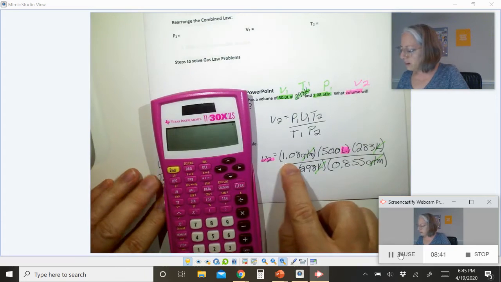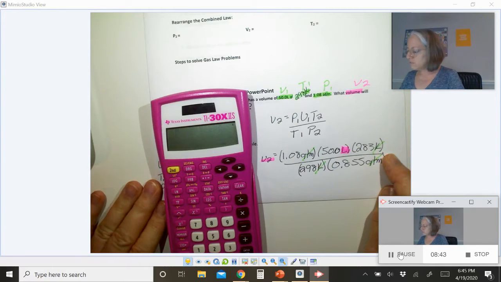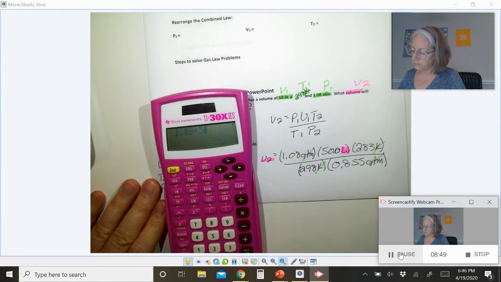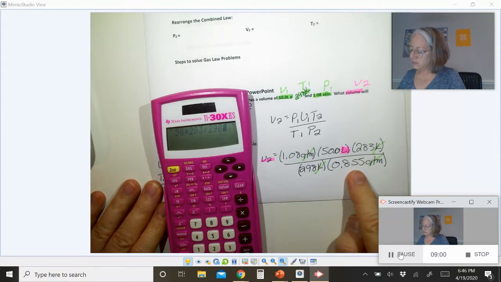Now we do the last step, plug it in, get your answers with units. So everything on the top, just like in our conversions, everything written on the top, you multiply. So 1.08 times 50 times 283. Now we're on the bottom, so we're going to divide. Divide by 298, divide by 0.855.